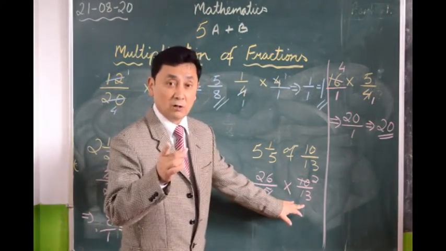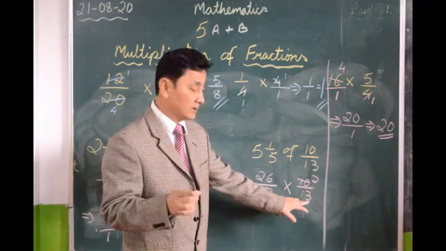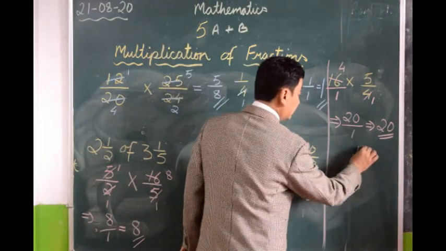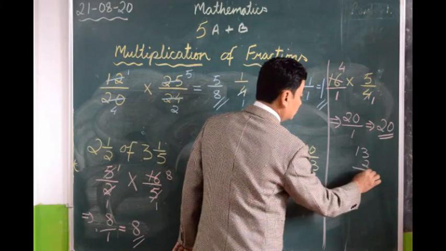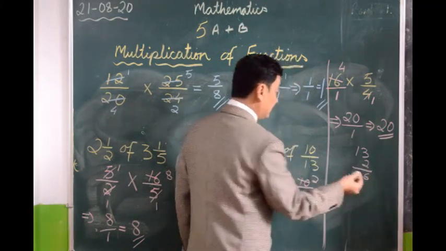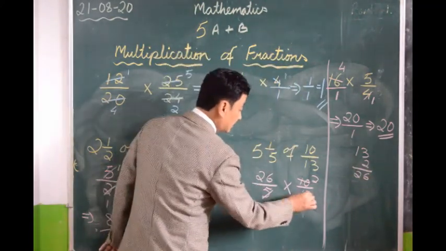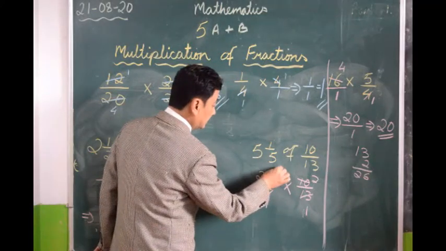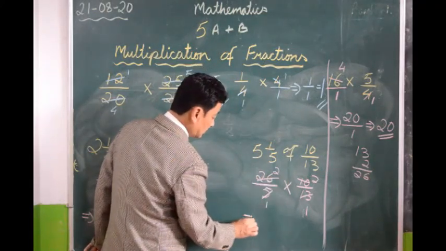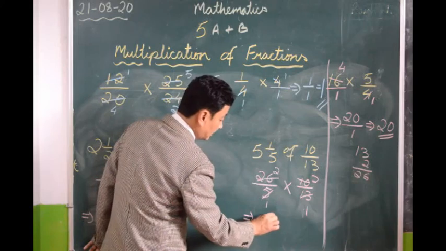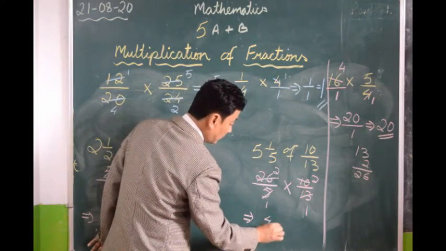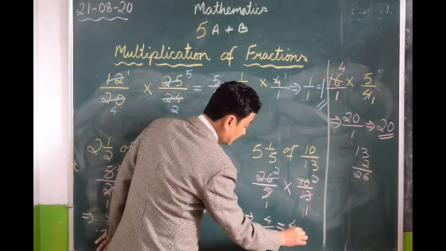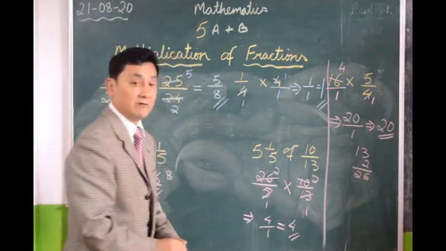Some of you are saying no. But always have a look. 13 1s are 13. Let's see. 13 2s are 26. Yes, it cancels. So 13 1s are 13, 13 2s are 26. So numerator and numerator, 2 2s are 4, 1 1s are 1. And the answer is 4. I hope you have understood.